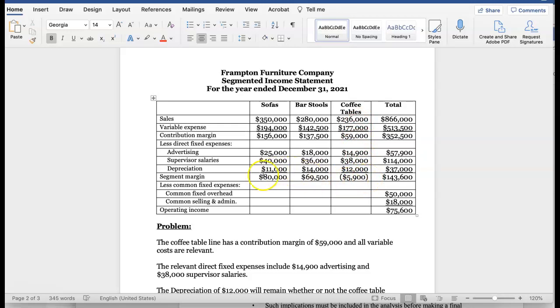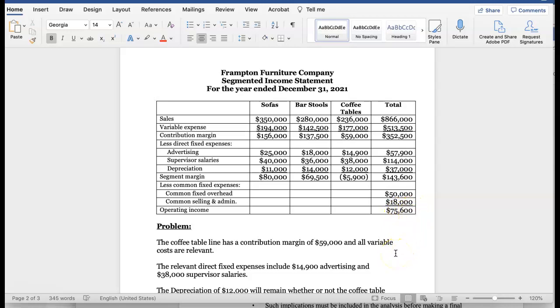Under the segment margin, you have the common fixed expenses, and we have common fixed overhead. Instead of allocating that to each one of the segments, we just subtract the total amount from the total segment margin for the common fixed overhead, and the same for the common selling and administrative expenses. When we subtract those common fixed expenses from our segment margin, we have an operating income this year of $75,600.